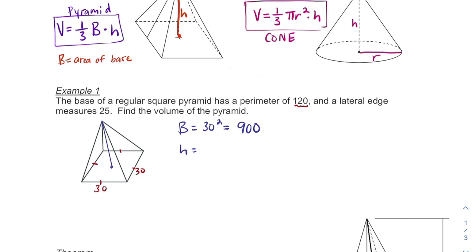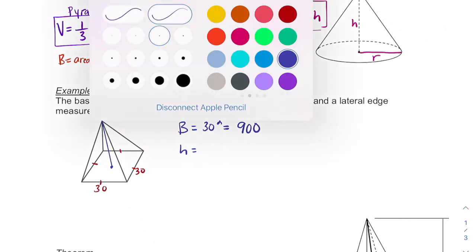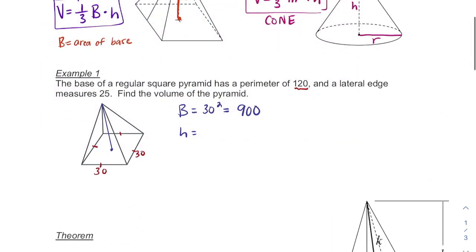So next up, it tells us that the lateral edge measures 25. So let's use blue. And so that's one of these sides here is equal to 25. So here's what I would encourage you to do. We actually haven't seen a problem like this in a while, so I'm going to walk you through it. We want to make a right triangle with this height. The best way to do it is connect it along the diagonal of the base and form a right triangle this way.